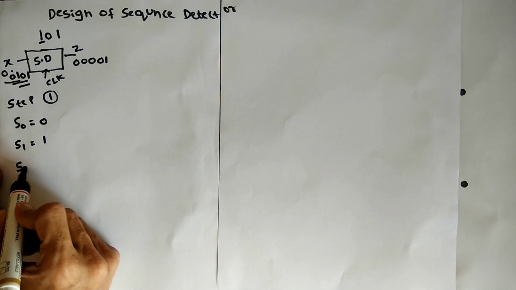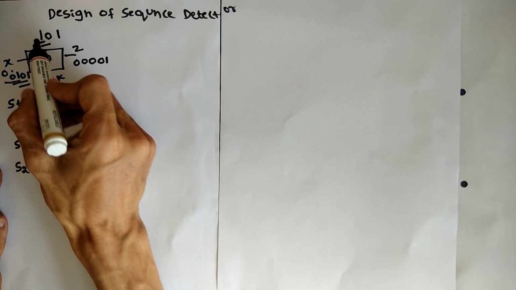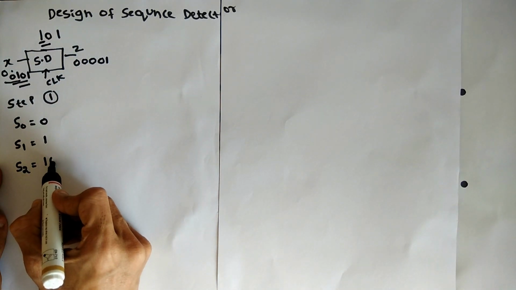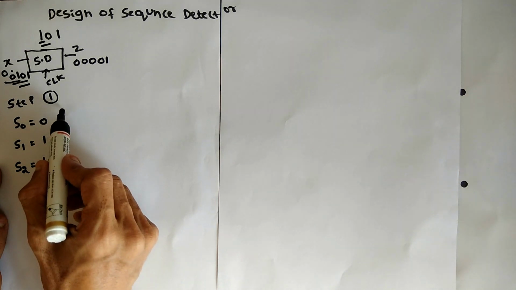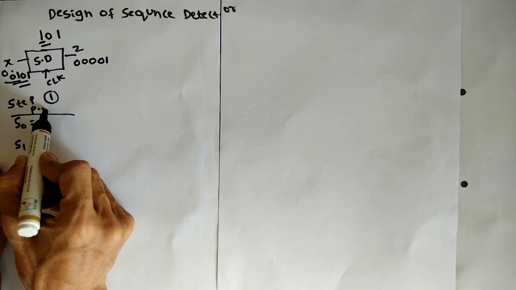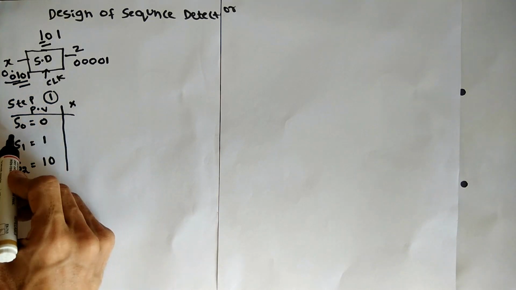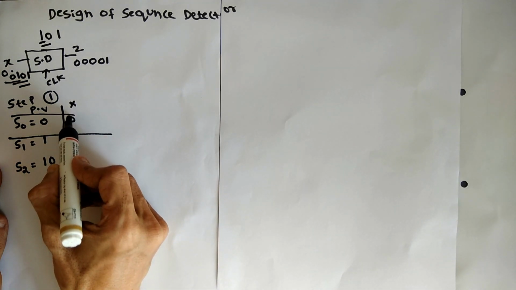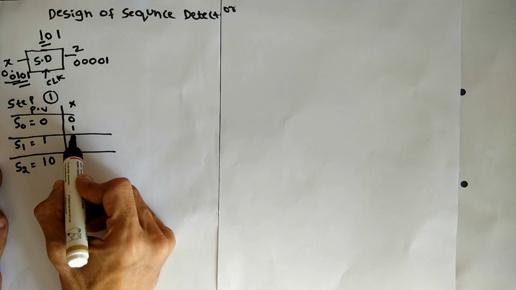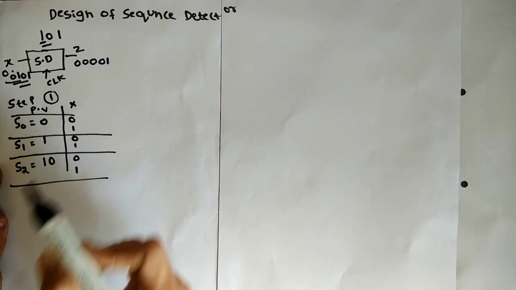Then we move to the S2 state. It is nothing but the first two bits of the sequence. In this case, the sequence is 101, the first 2 bits are 10, so 10 is the S2 state. From these states, we know these are the present states, and from these we can select the input value X. What happens in the S0 state? There are two possibilities, either we can get 0 or 1. Similarly, in S1 we can get 0 or 1, and in S2 also we can get 0 or 1.